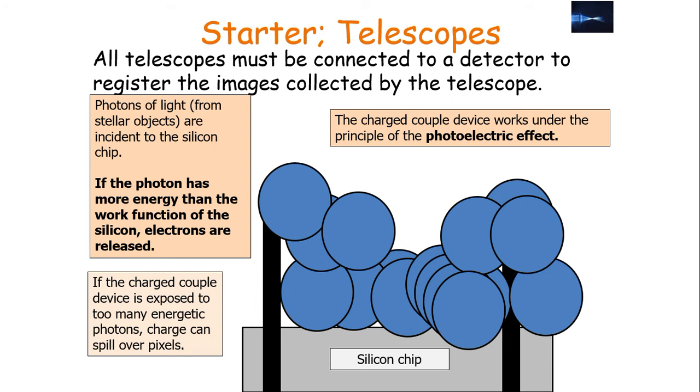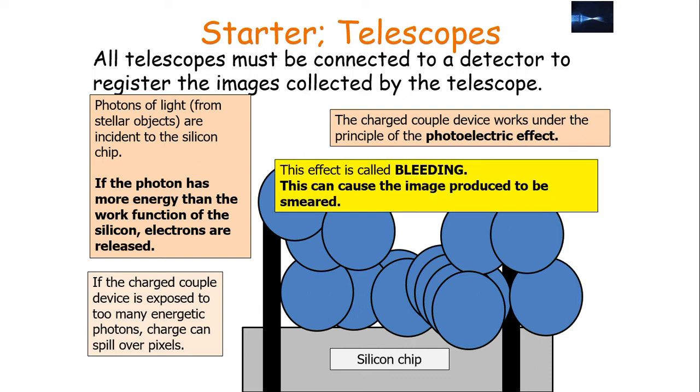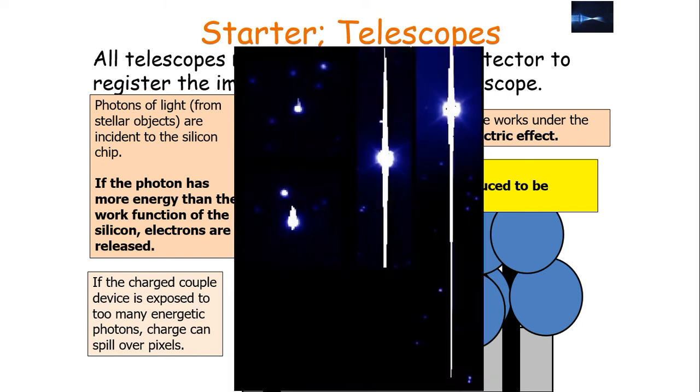However, there is an issue that if the charge-coupled device is exposed to too many energetic photons, then the charge can spill over the dividers and onto different pixels, which we call in astronomy bleeding. So this can cause an image to be smeared on your actual detector. So for example, these are very, very bright stars and they aren't actually in that particular pattern. There's a smearing effect caused by the electrons released on that particular pixel flowing over and bleeding onto other pixels, forming that particular effect you can see.